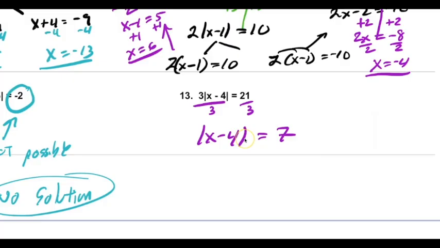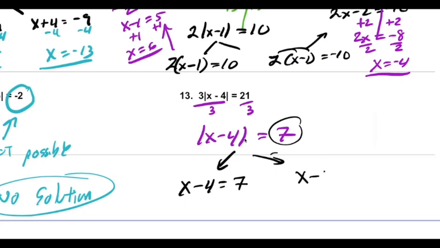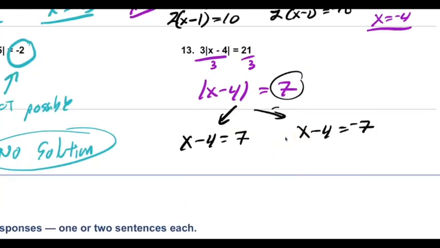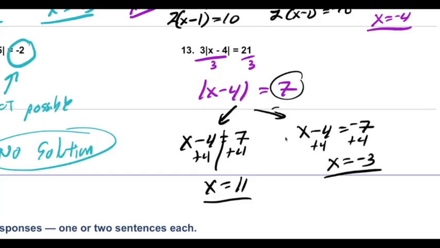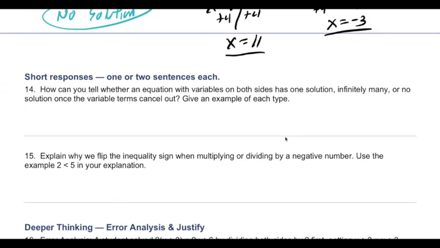We still have the absolute value, so now we got to split it. One exactly the same. One, you change the answer. So x minus 4 is equal to negative 7. Again, change the answer only. And then you just solve each one. So plus 4, x is equal to 11, plus 4, x is equal to negative 3. And there we go. Let's move on to the last page of the study guide.